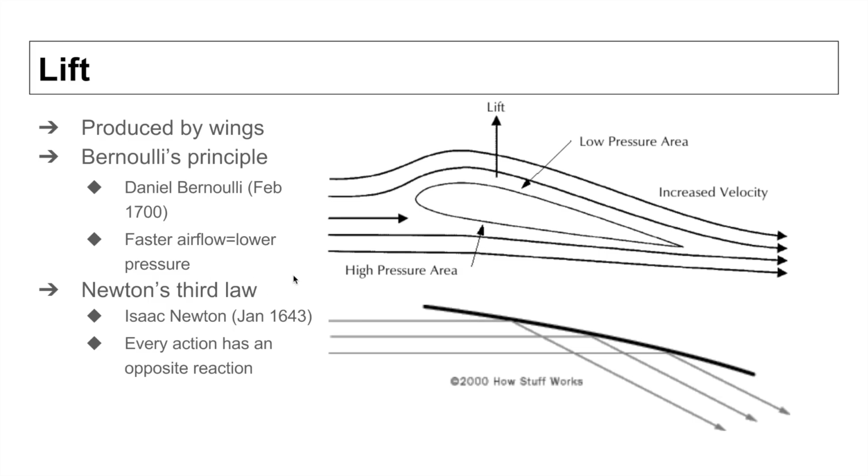The second law that keeps a plane flying is called Newton's third law. It was developed by Isaac Newton, who was born in January 1643, and he says every action has an opposite reaction. Like, if you push against a desk, you'll not only be pushing the desk forward, but you'll also be pushing yourself back a little. So the airflow hitting the wing, while the wing is at an angle, will deflect the air down. While deflecting the air down, the wing will also force itself up. And that is Newton's third law.